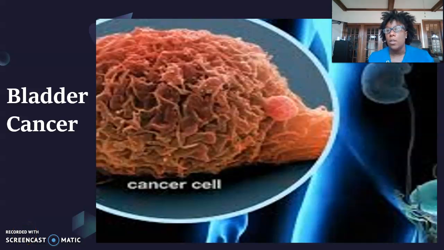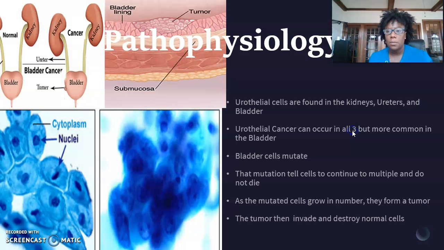My presentation is done on bladder cancer. The pathophysiology of bladder cancer. We have urothelial cells that are found in the kidneys, ureters, and the bladder. These urothelial cancers can occur in all three, but more common in the bladder.